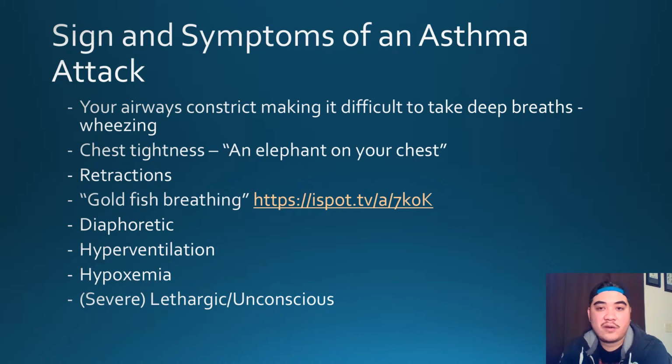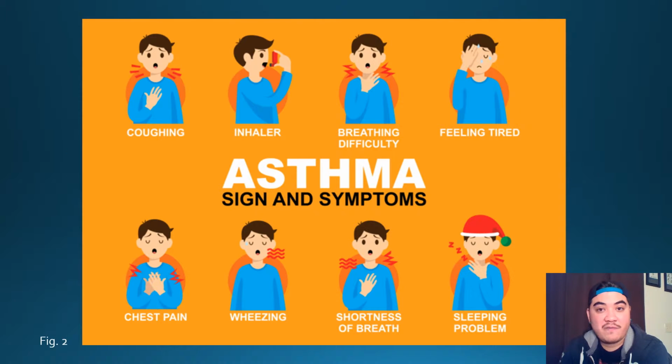All right, sorry. Let's go to this. As I said, I'm a very visual person, so I just chose this picture because I thought it was neat. You have little signs and symptoms of asthma. You have some coughing. That's the mucus and phlegm producing in your airways. The inhaler, I guess, is when you actually have to use it. It has become difficult to breathe. You're feeling tired, which is becoming lethargic. You're having that chest pain, that chest tightness.